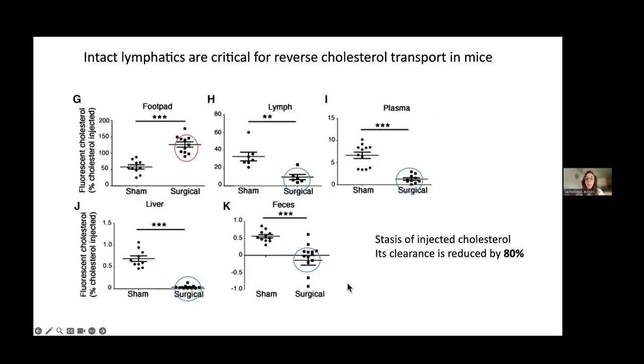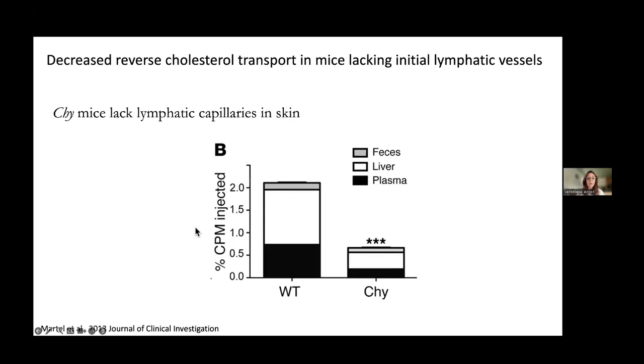In fact, the group of Gwendalyn Randolph had similar results, but using another mouse model of lymphatic deficiency, the Chy mice, which lack lymphatic capillaries in the skin. She showed in these mice that the reverse cholesterol transport was also significantly altered.